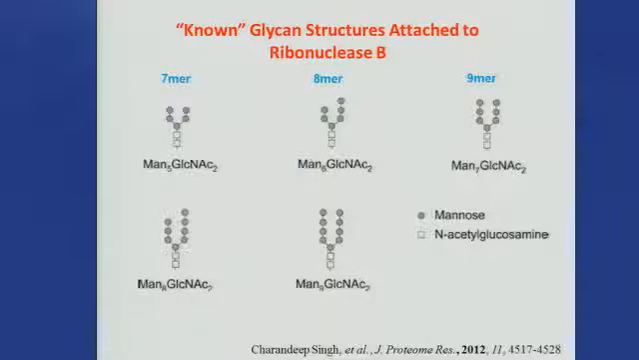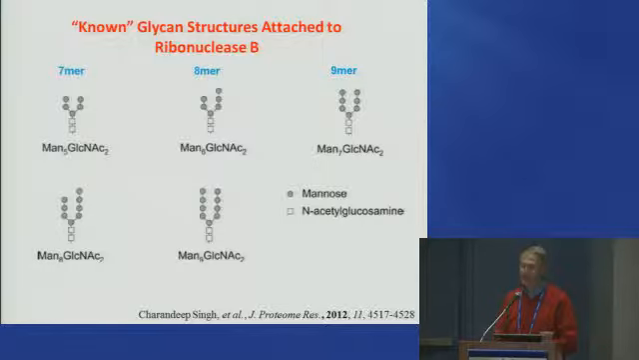For ribonuclease B, known glycan structures, I put that in quotation marks because in a lot of papers we've looked at now where they report glycan structures, let me tell you something, they're not right. I should say, if you read the fine print, they'll say that this is our best guess for the structure based on a lot of known structures, all right? And I'll show you an example of that there. But the glycoforms here, the main ones, are the 7, 8, and 9-mer here.